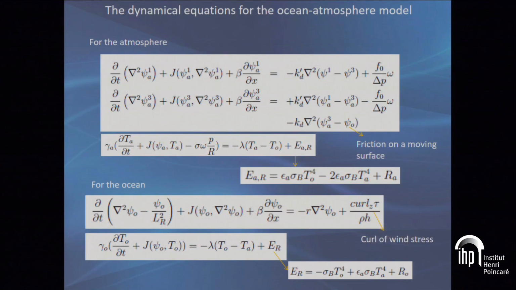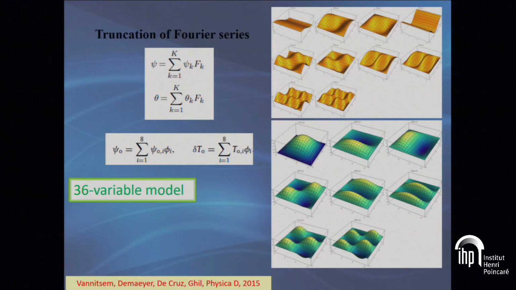Okay, so the dynamical equations are there. I do not want to enter into too much detail. You have the two vorticity equations for the atmosphere, the temperature for the atmosphere, the vorticity equation for the ocean, and the temperature for the ocean too. And J is just the Jacobian. This is the nonlinear term in our problem. So we have our partial differential equations, and what we would like to do is to reduce our problem.